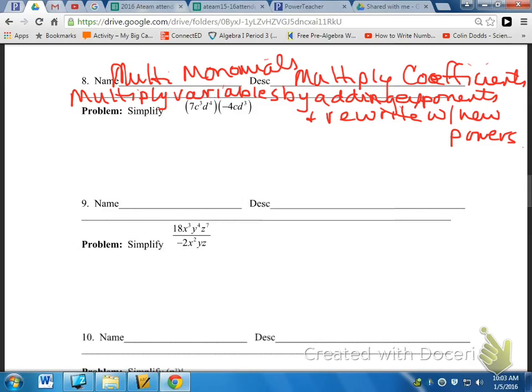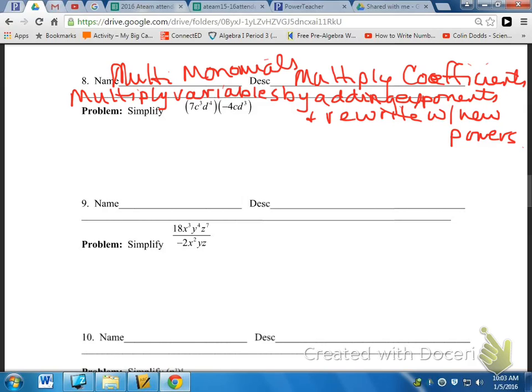And that last part, you may not have to do. It may work itself out that after you multiply coefficients and multiply variables, you're done. All right, so it says to simplify. The first monomial is 7c to the third d to the fourth times the second monomial, negative 4c d to the third.